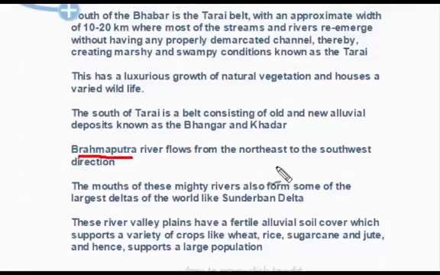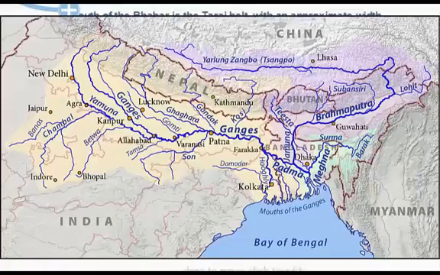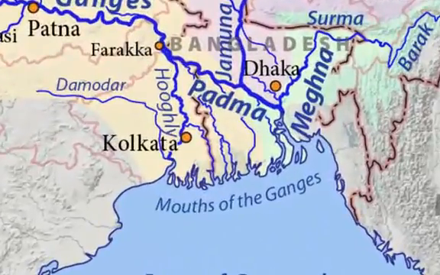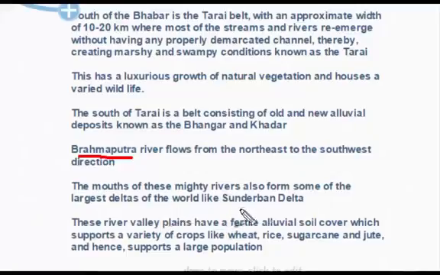Brahmaputra river flows from northeast to the southwest direction. The mouths of these mighty rivers also form some of the largest deltas of the world, like Sundarban Delta. These river valley plains have a fertile alluvial soil cover which supports a variety of crops like wheat, rice, sugarcane and jute, and hence supports a large population.